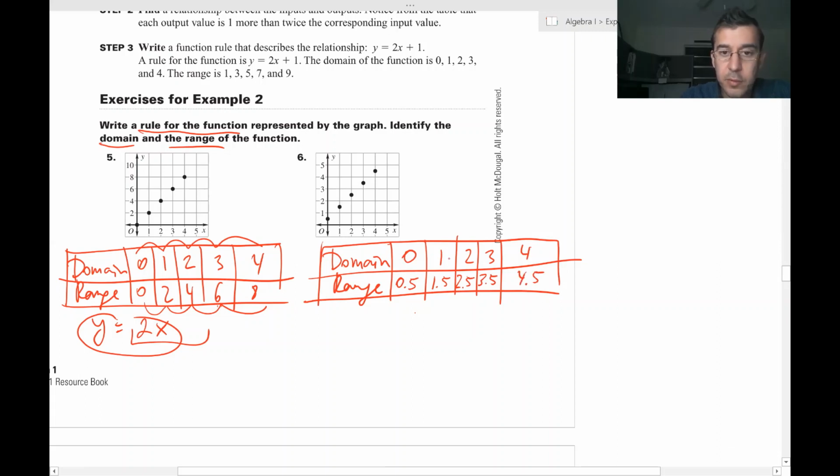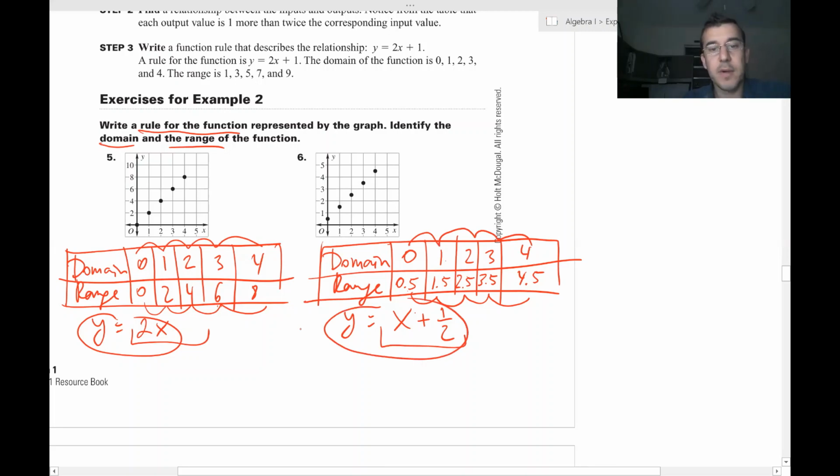The domain values are 0, 1, 2, 3, 4. The range values are 0.5, 1.5, 2.5, 3.5, 4.5. The function would be, we see the domain values increment by 1, also the range values increment by 1. So this would be x plus 0.5 or 1/2. So when x is 0, 1/2 is the answer. When x is 1, we have 1.5. When x is 2, 2.5, and then 3, 3.5, 4, 4.5. So this is the function y equals x plus 1/2.